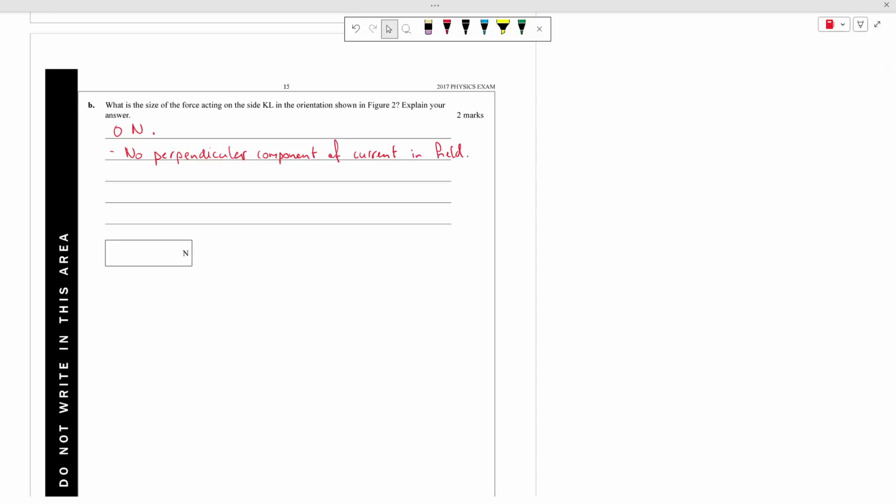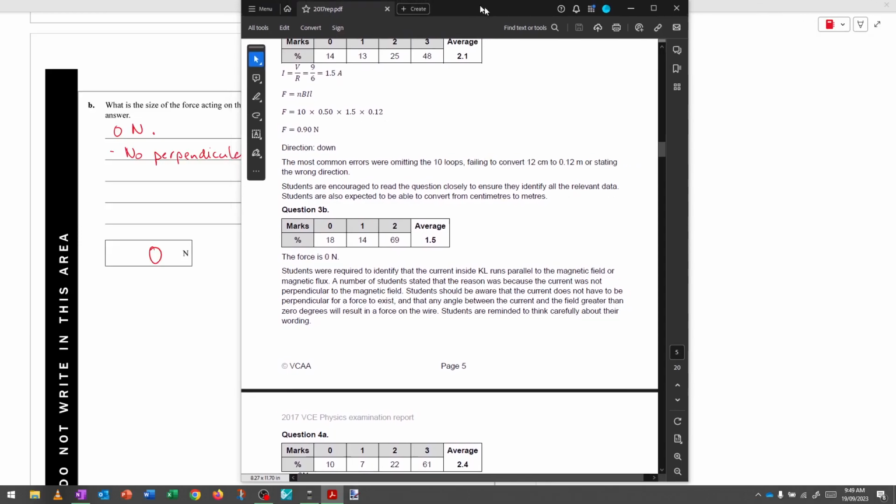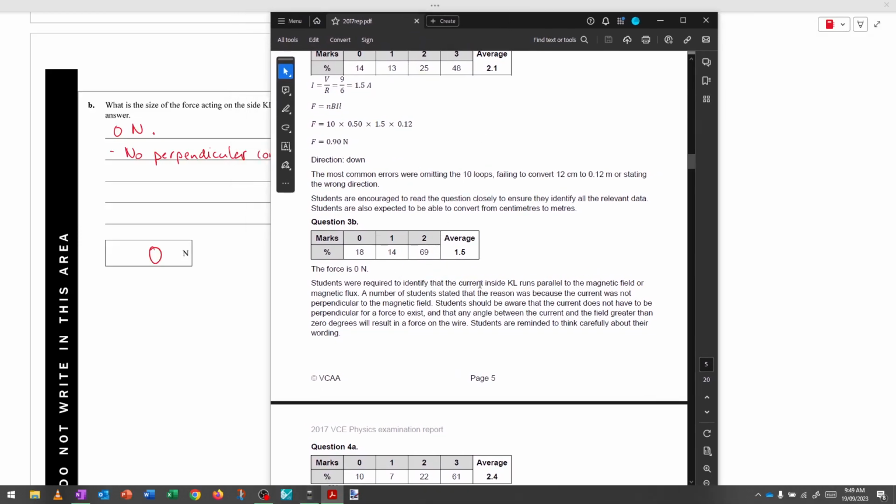The examiner's report says, yep, the force is 0, so I'll put that in the box. I'll get the report here so you can see what I'm talking about. Students were required to identify that the current inside KL runs parallel to the magnetic field or magnetic flux. A number of students stated that the reason was because the current was not perpendicular to the magnetic field.